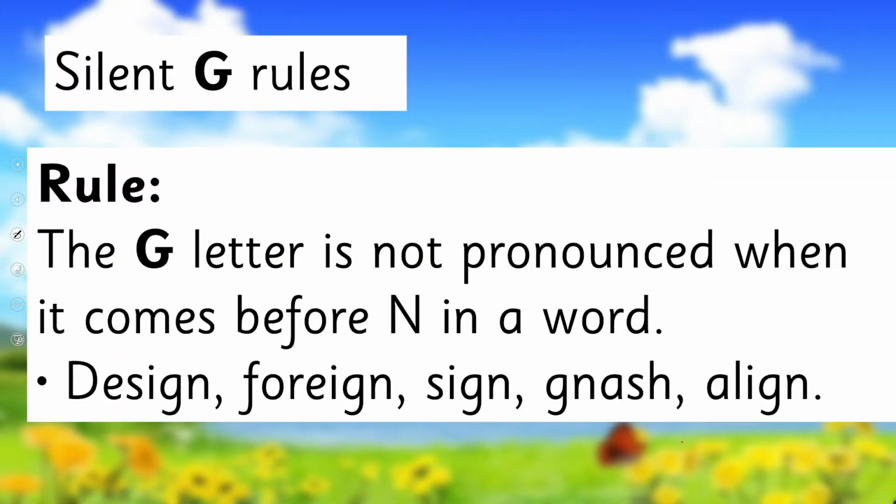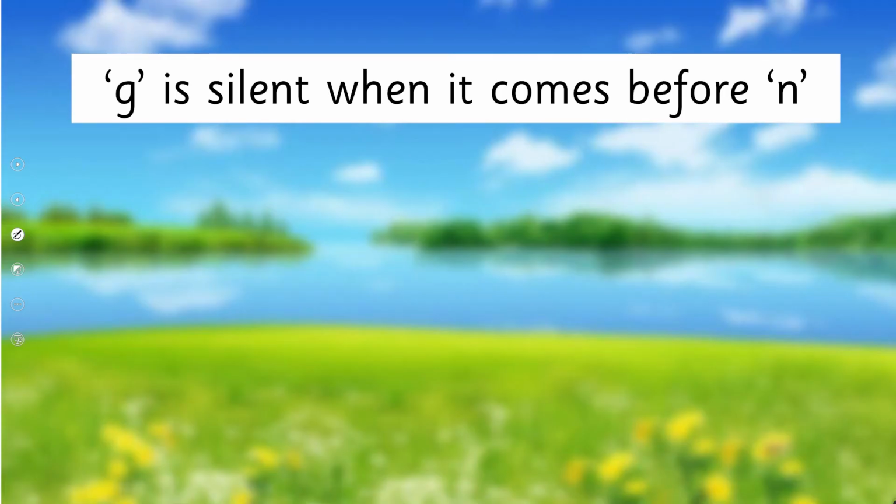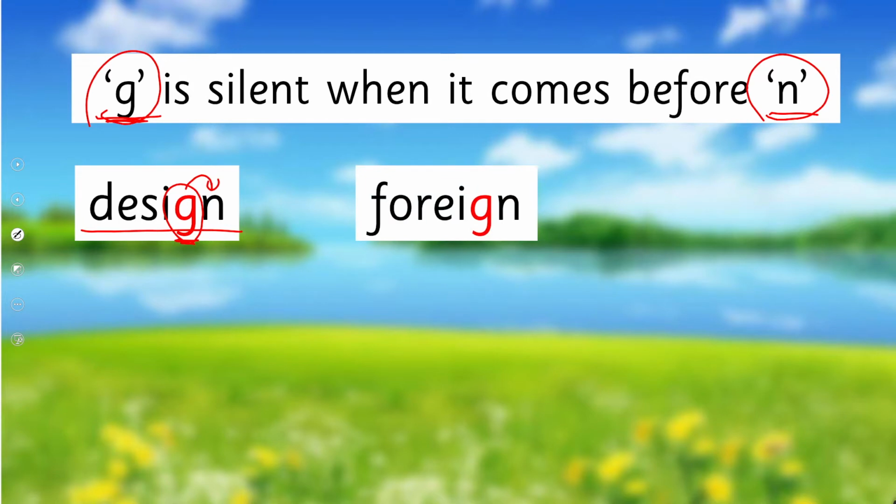So what are the rules for silent G? Rule number 1, the G letter is not pronounced when it comes before N in a word. Okay, so whenever you see a word where G is present and it comes before N, means after G there is N, this G will be silent. For example, design. Now G is there and N is after G, so this G is silent and we will say it design.